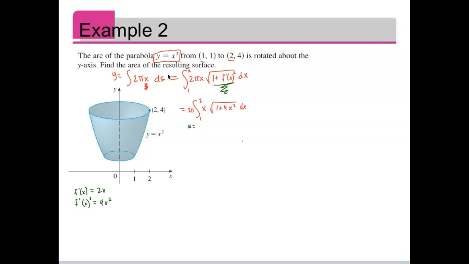Let u equal 1 plus 4x squared. Then du is 8x dx. We don't have 8x, but we do have x dx. So I'll just move over the 8. So 1/8 du is x dx.